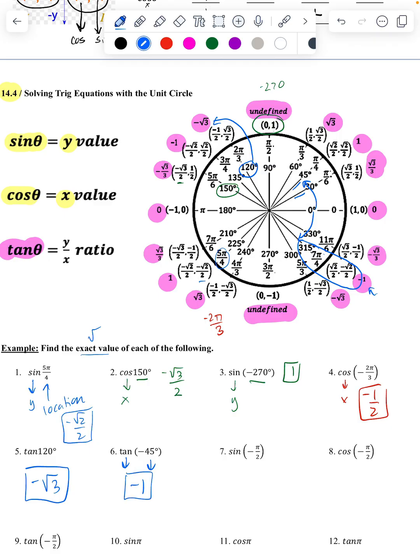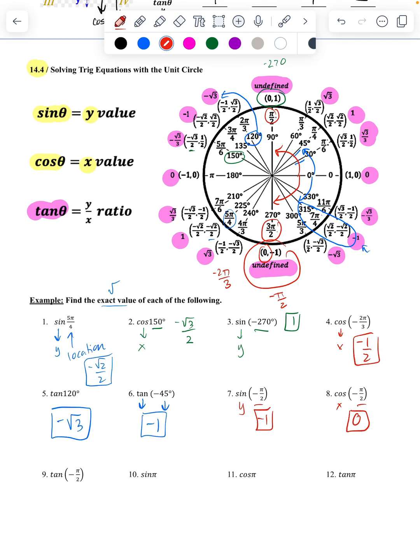Negative pi halves. Okay, well, positive pi halves is right here at the quadrant line up 90. So I'm going to go down 90. That'll put me at this spot. That is negative pi halves. And it's asking me for the y value, which is negative 1. This is asking me for the x value at the same spot, negative pi halves. And at that spot, the x value is 0. So try not to make these super difficult.